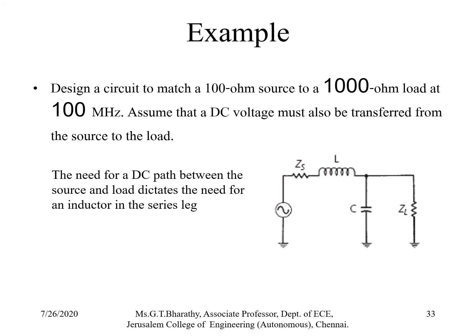What is the value of source impedance given? So Zs is given as 100 ohms. And what is Zl? Zl is given as 1000 ohms. And all this matching has to be done at a frequency f, which is given as 100 megahertz. Let us see how to find the values of L and C.